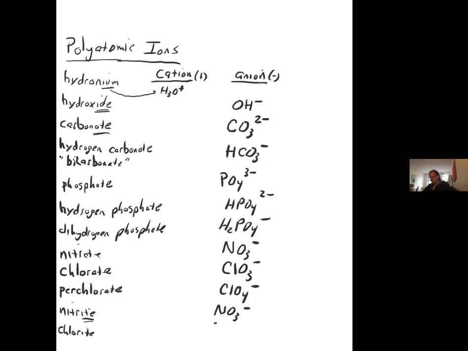Chlorite is ClO2 negative, right? Okay, so ites are negatives. They all have oxygen, right? Notice all these polyatomics that are on the anion side, they all have oxygen. Shows you how important oxygen is. It's a pretty important element. It's involved in all of this chemistry, okay?